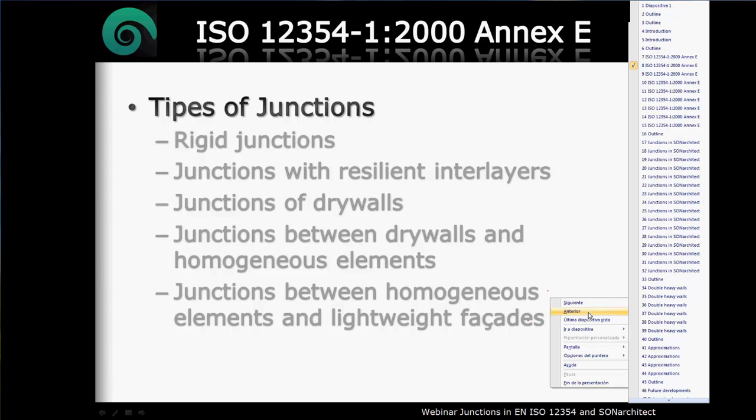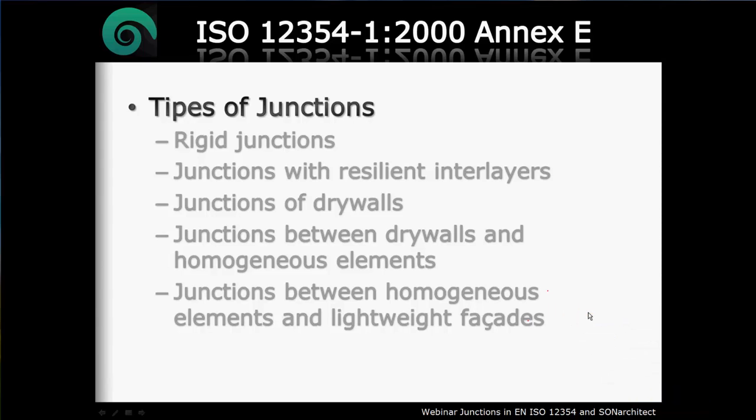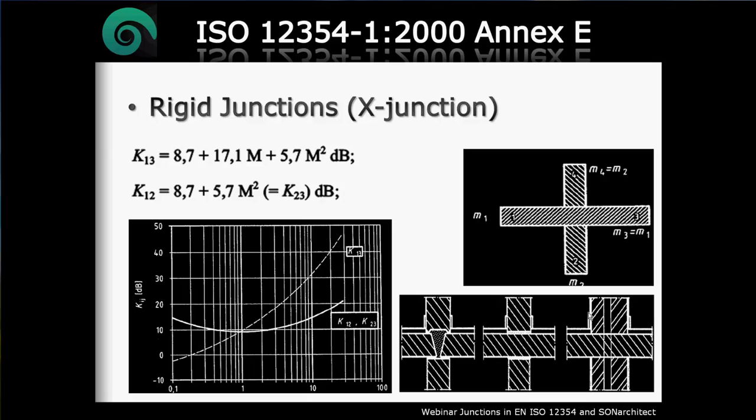So the first model that you will see in the Appendix E will be the model for the rigid junctions. In this type of junction, the rigid junction, you will find the cross junctions and then the T-junction. Basically, the model is made with these two equations that you can see in this slide.